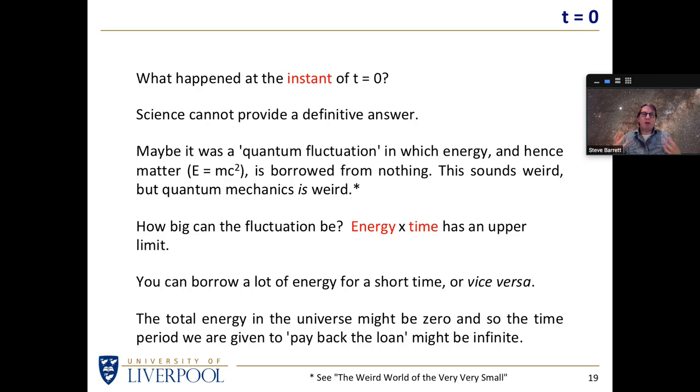So if the total energy is 0, then the time we have to pay back the loan looks like it could be as long as we like. So that might sound like a total and utter fudge, and yes, we haven't got a totally satisfactory explanation, but that might be the answer to why the universe came into existence in the first place.